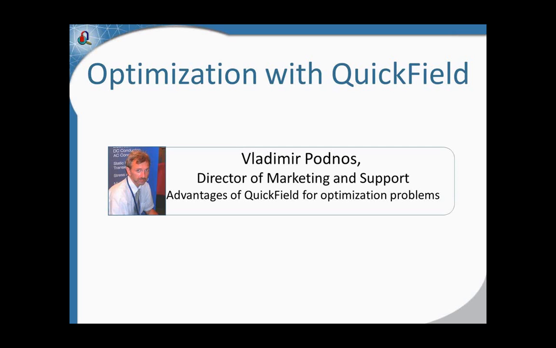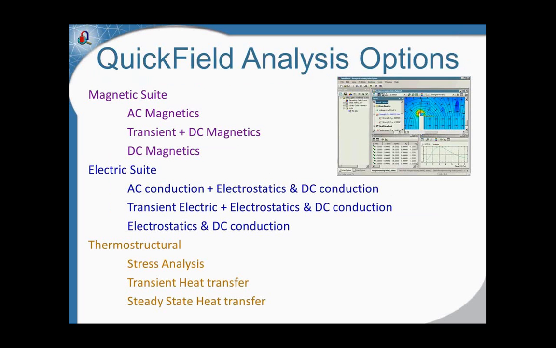It may be applied to a variety of electromagnetic, heat transfer, and structural analysis problems. This slide shows what is available in QuickField 6.0. A family of magnetic packages includes DC magnetics, AC magnetics, and transient magnetics. Electric suite includes electrostatics, DC and AC conduction, and also transient electric analysis package. Thermostructural suite includes steady state and transient heat transfer and stress analysis.